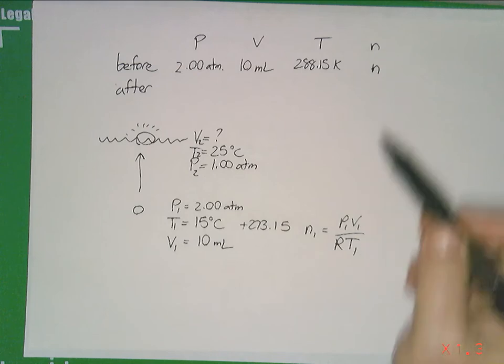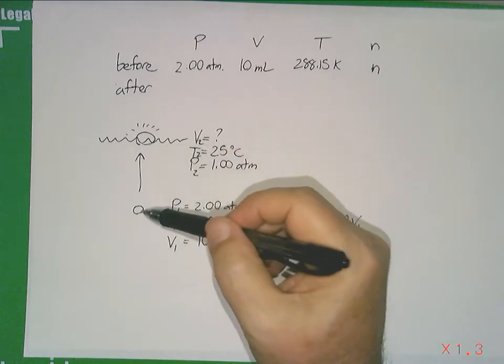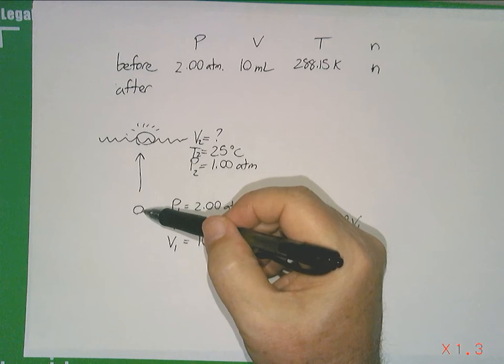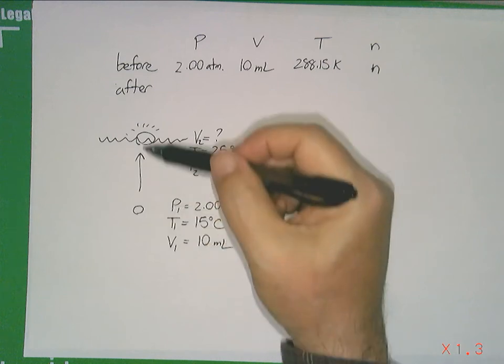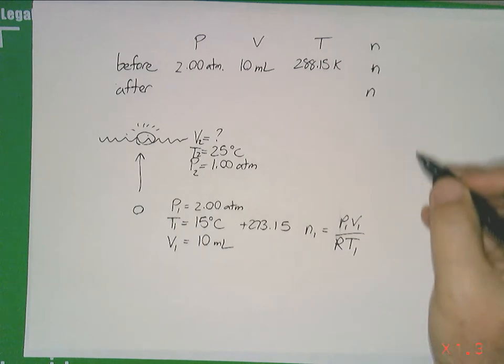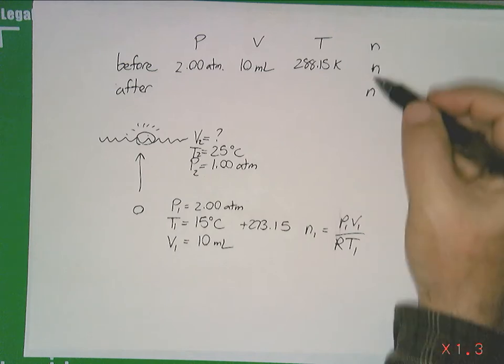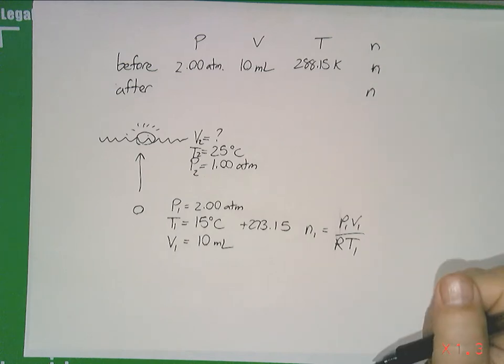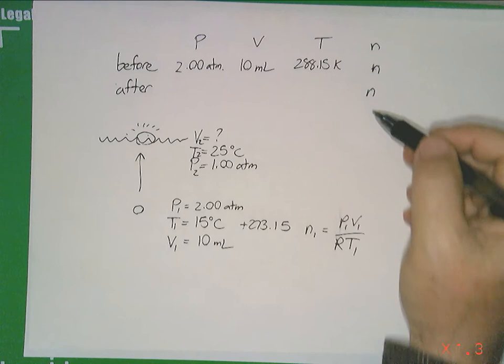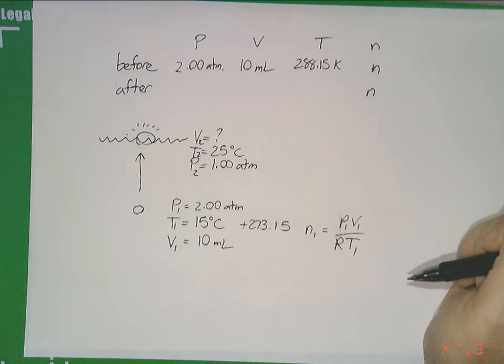Well, it's more work than I have to do, it turns out, because if I look at this problem, the number of moles of gas that is in here, I don't know what it is right now, but it's the same before and after. So when things are the same before and after, I'm going to just write the name of the variable there, and I'll just make it the same in both places. So it's the same before and after, and I don't know what it is. I could find it if I wanted to. It'll turn out I won't need to.